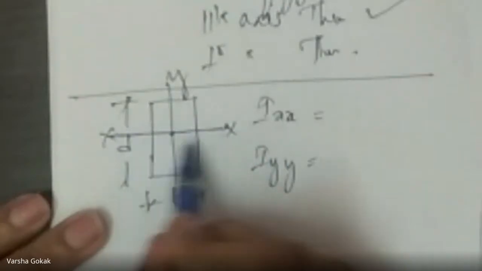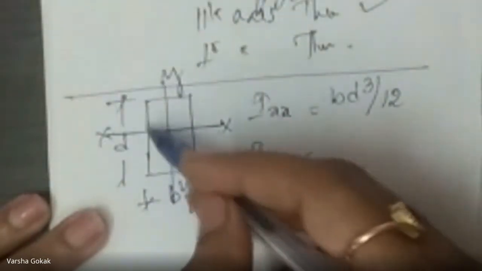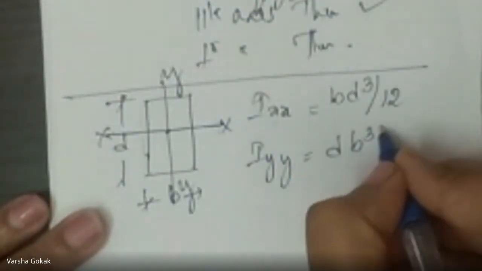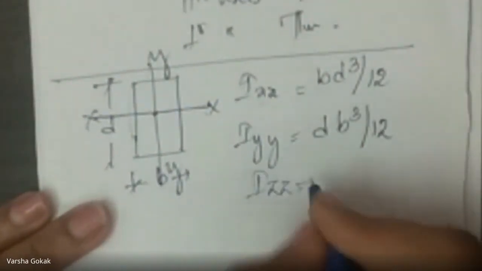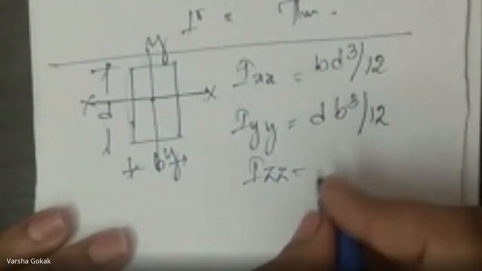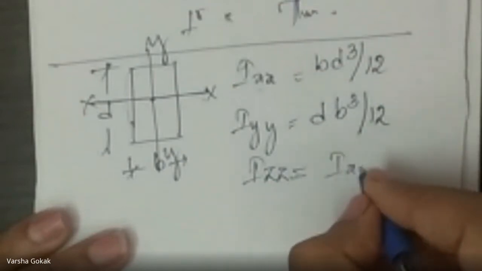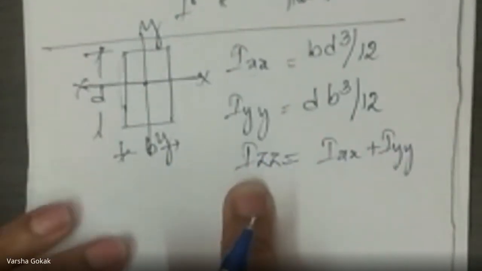What was the formula that we obtained? B D cube by 12. Yes, XX is this, so parallel to this is B. So IXX is B D cube by 12. IYY, parallel to that is D, so D B cube by 12. IXX and IYY we have obtained. Also, we know that the polar moment of inertia can be obtained when I know the moment of inertia about the other two axes, which is got by the perpendicular axis theorem, that is IXX plus IYY is going to give me the polar moment of inertia IZZ, correct?